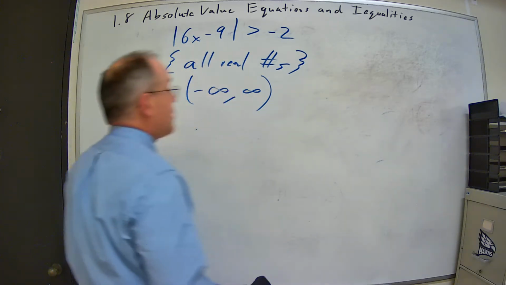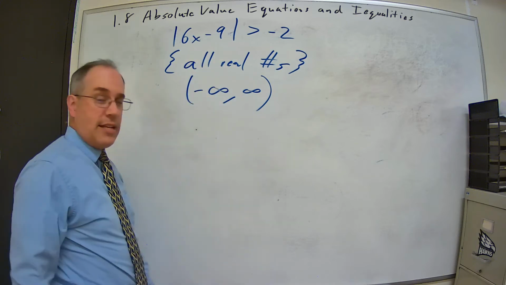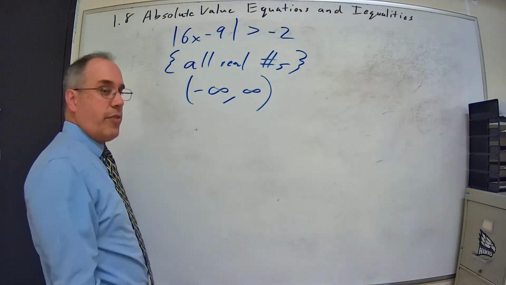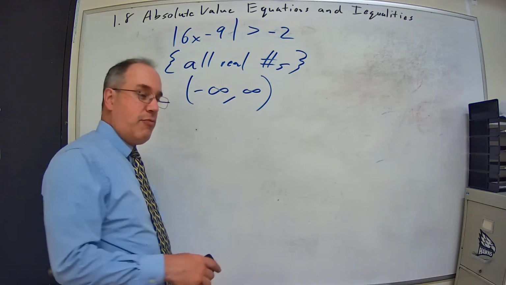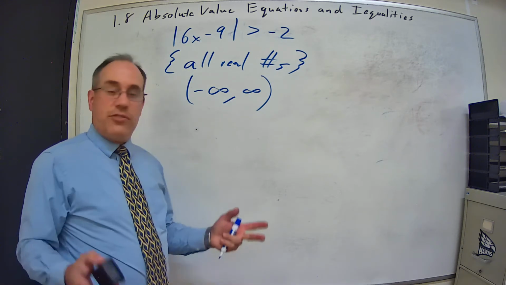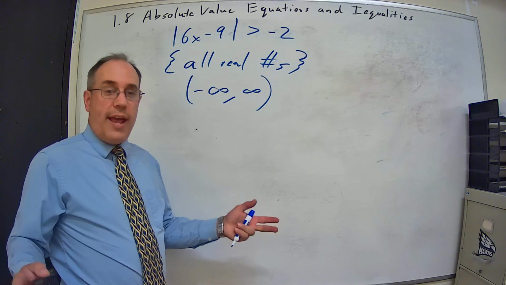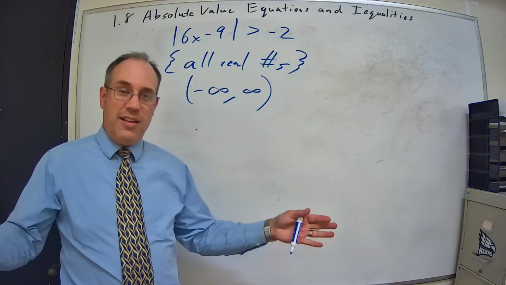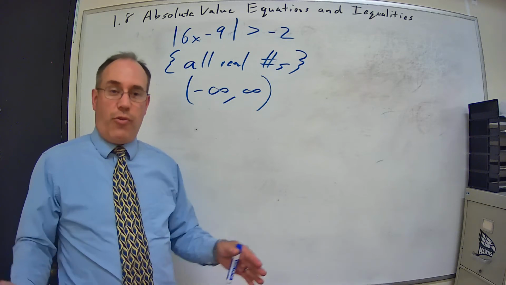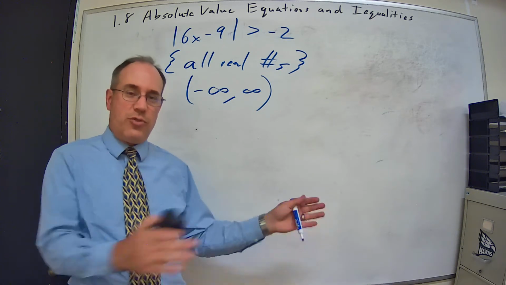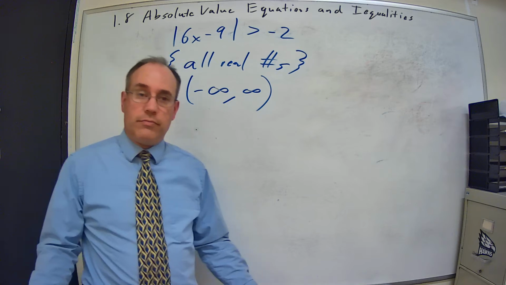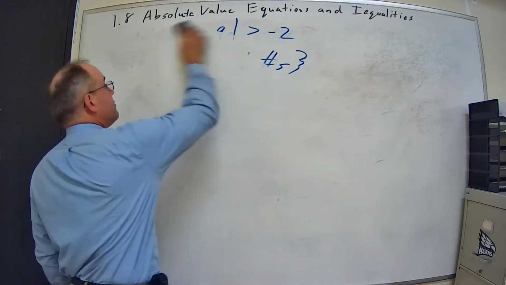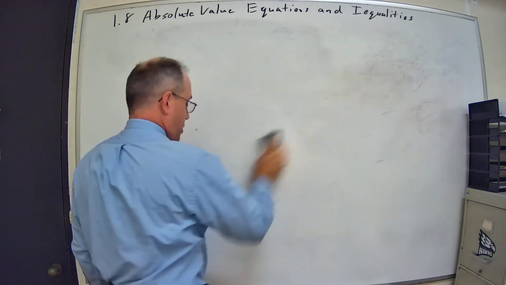So that's why that's a special case, and we want to recognize that special case, because otherwise you're going to go through work and you're going to solve this, and you're going to give me a range, or actually with this greater than, you're going to give me two intervals and say, oh, it's either less than this or it's greater than this, and that's wrong. So be aware of this special case. Absolute value is always going to be 0 or greater.